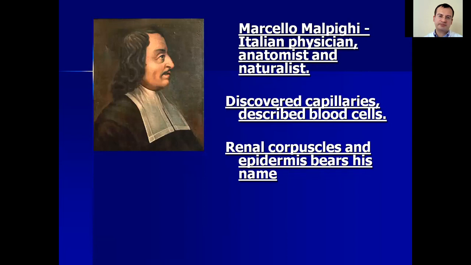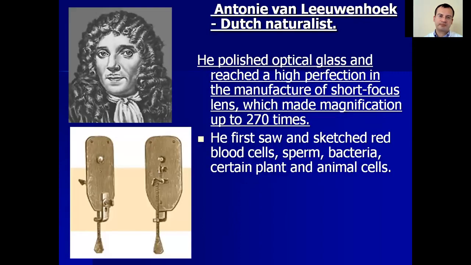Marcello Malpighi discovered capillaries and described blood cells; the renal corpuscle and the epidermis bear his name. Antony van Leeuwenhoek polished optical glass and reached a high perfection in the manufacture of short-focus lenses, which made magnification up to 270 times. He first saw and described red blood cells, sperm, bacteria, and certain plant and animal cells.